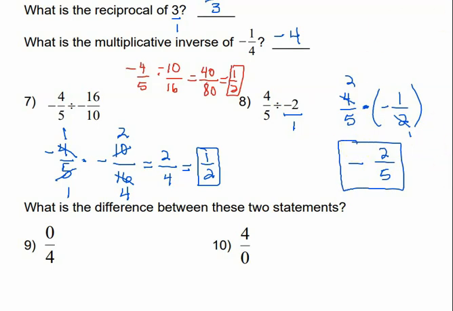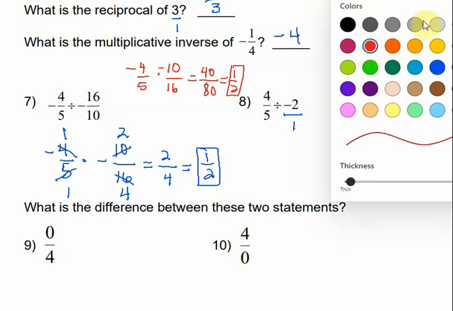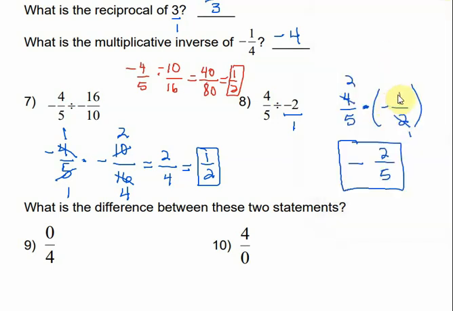Or again, if I were to just multiply straight across, 4 times negative 1, that would be negative 4. 5 times 2 is 10. And then I would have to reduce, and that would become a negative 2/5. So either way, we get the same answer.